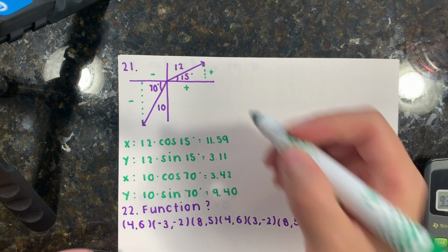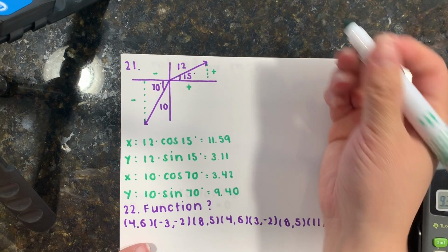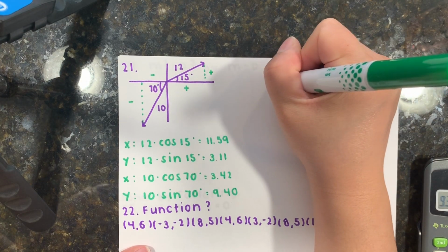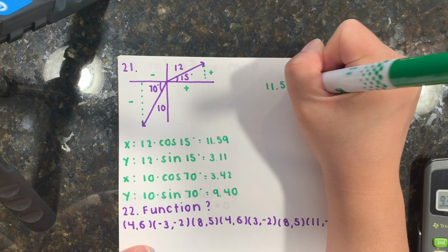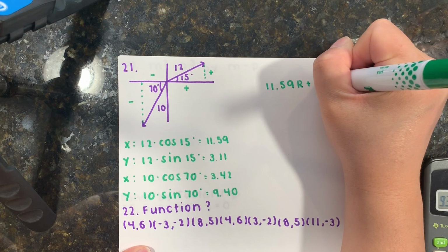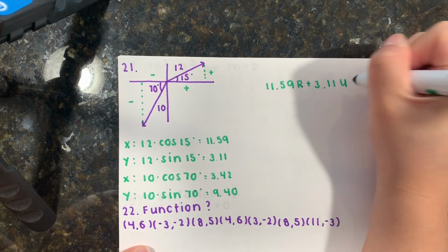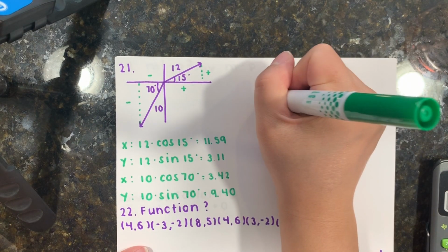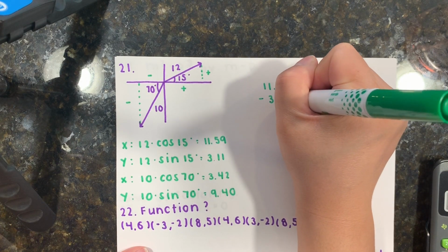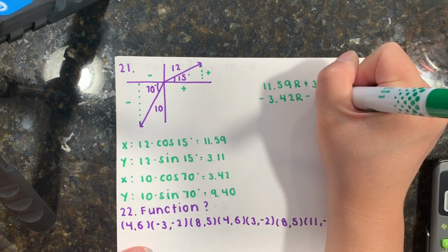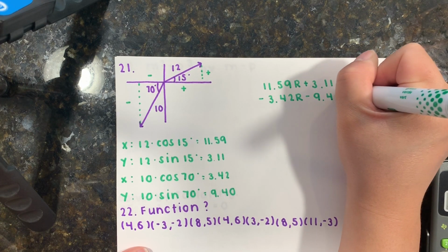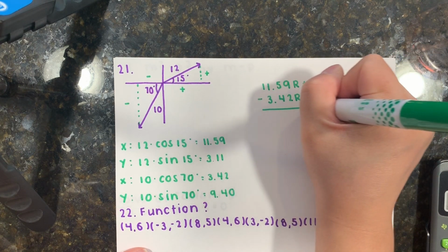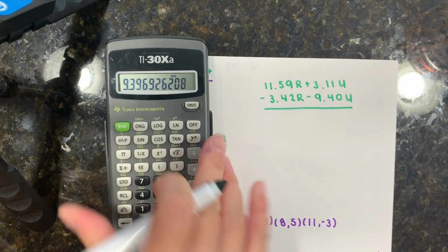So for my first one, my x is positive and my y is positive. So that means I have positive 11.59r plus 3.11u. My second one, I have negative and negative, so that's going to be negative 3.42r and then minus 9.40u.